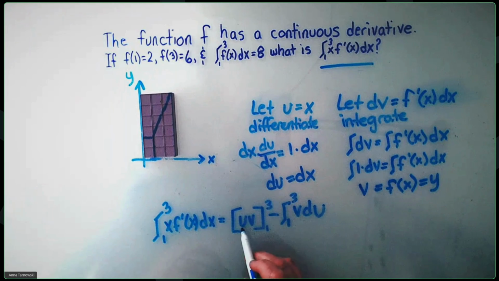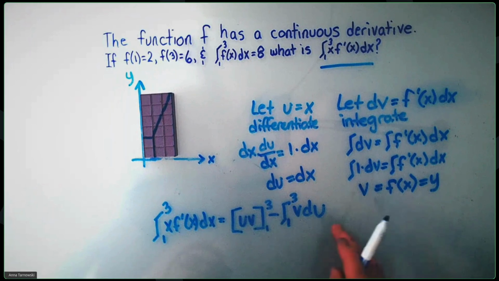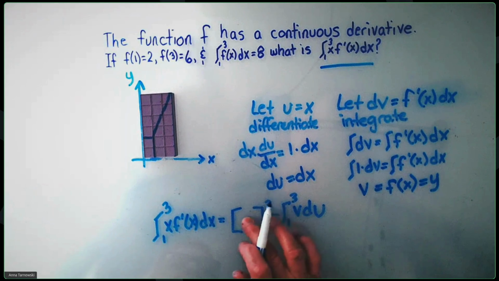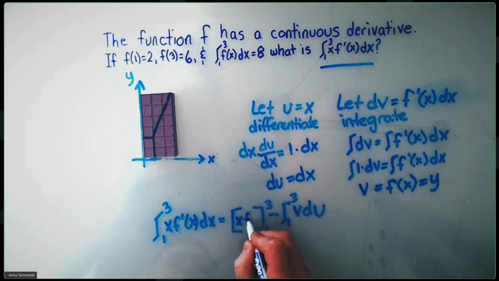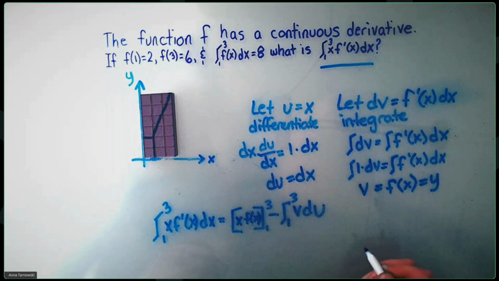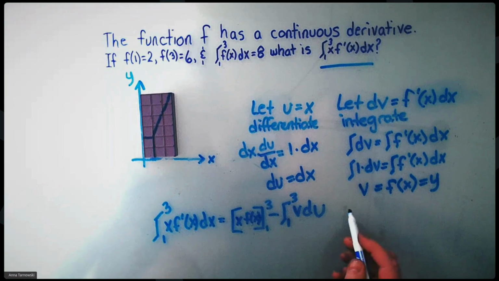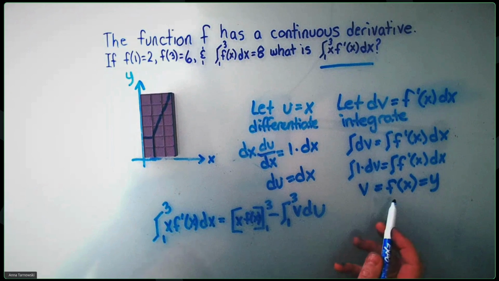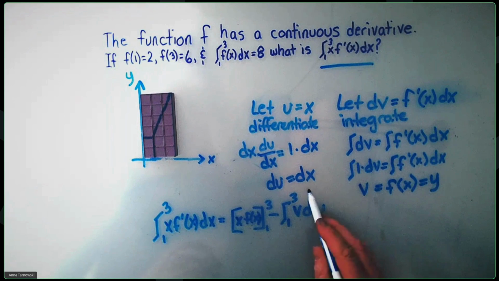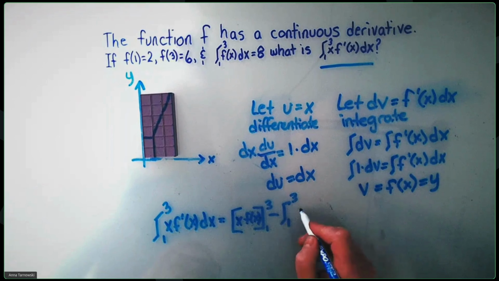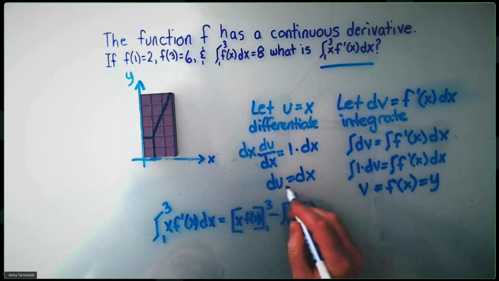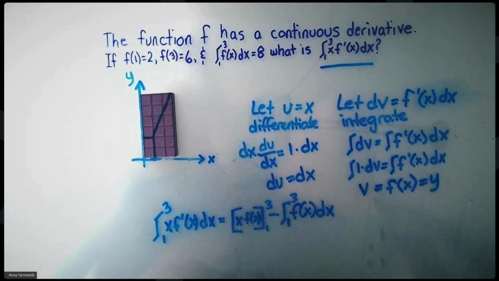All right, so u is equal to x and v is equal to f of x, and so I'm going to substitute that in here, x, f of x, and then v is equal to f of x, and du is equal to dx, so I just put f of x here and dx here.